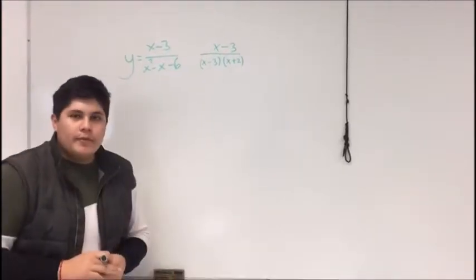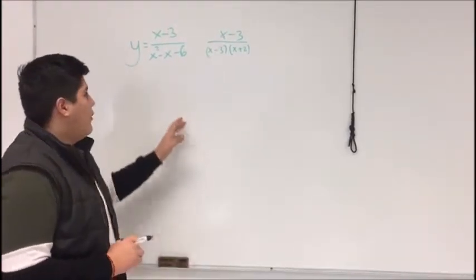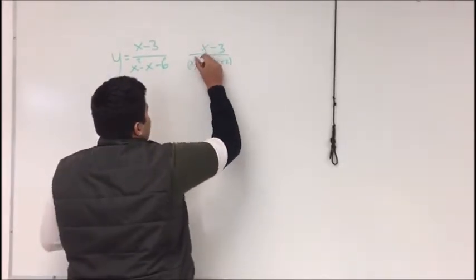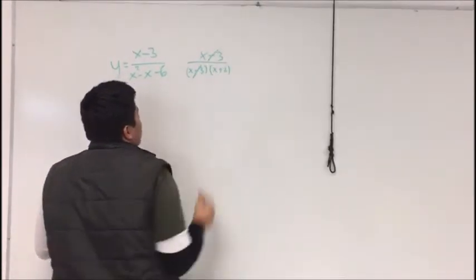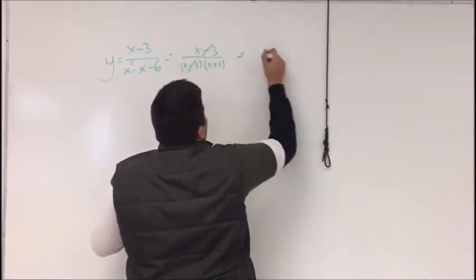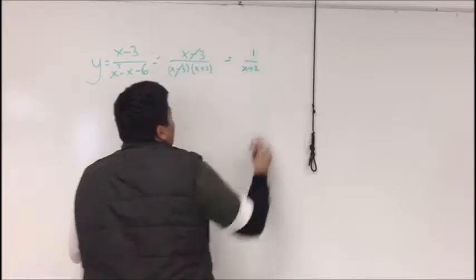The next step you have to do is look if you can cancel the factors. For example, here you can cancel x minus 3 and x minus 3, and you will have 1 over x plus 2.